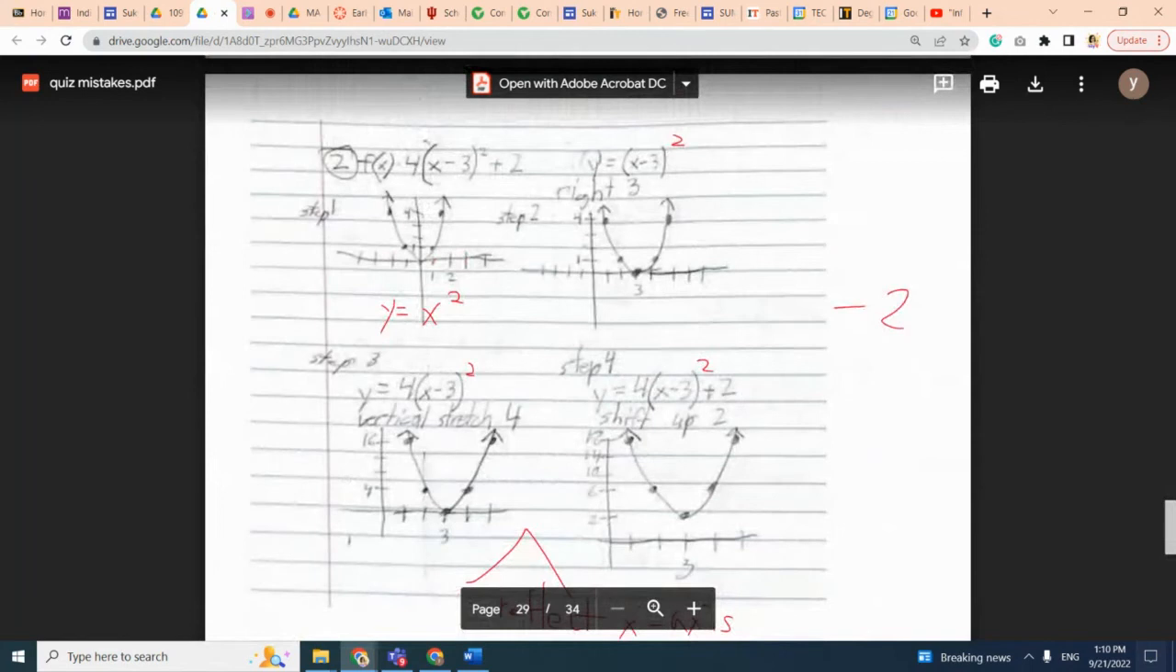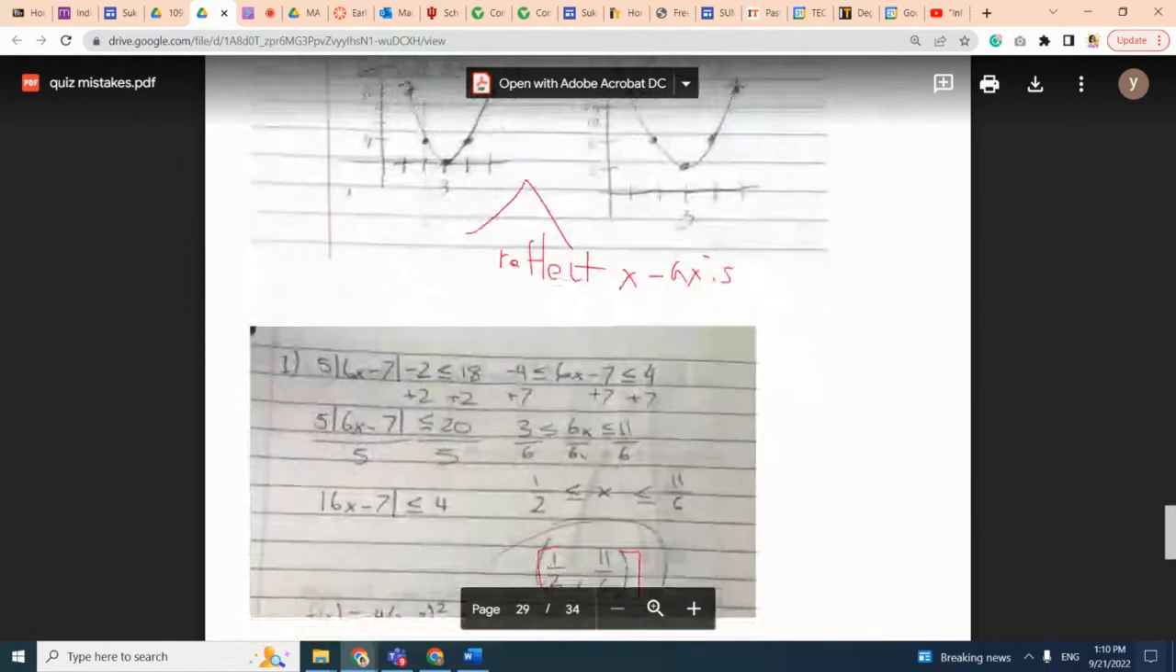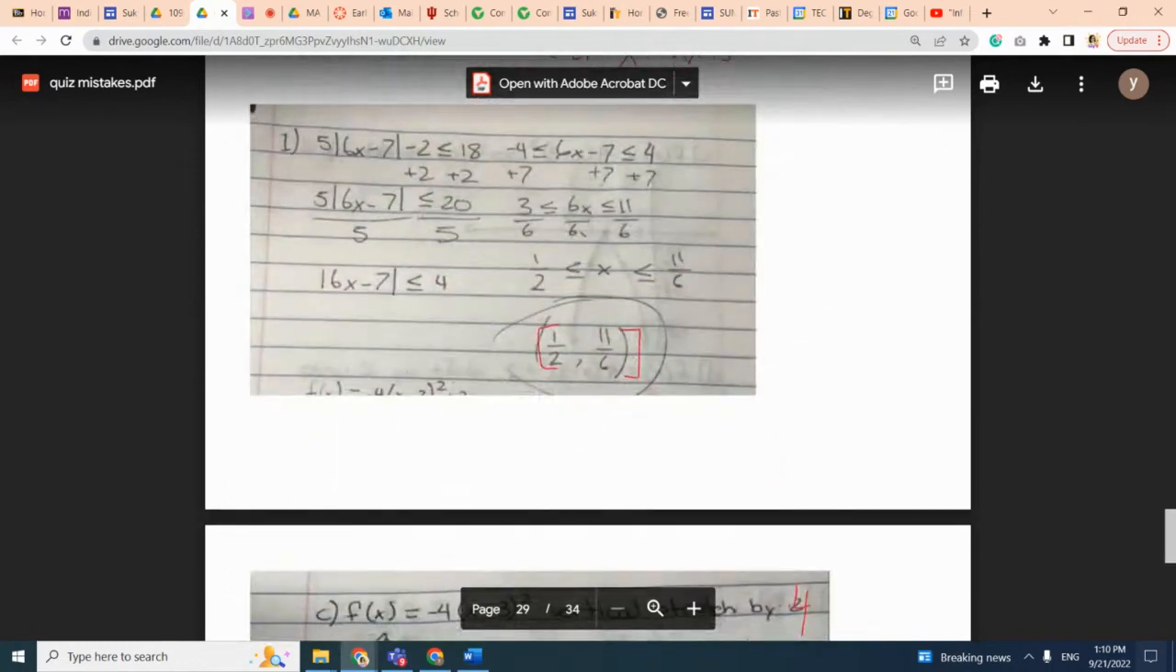And then here, missing the square. And where is the reflection over the x-axis? There's a minus sign here. Okay, so you missed one step. And for less than or equal, use brackets. Don't use parentheses. Parentheses mean excluding endpoints. Okay, everybody?